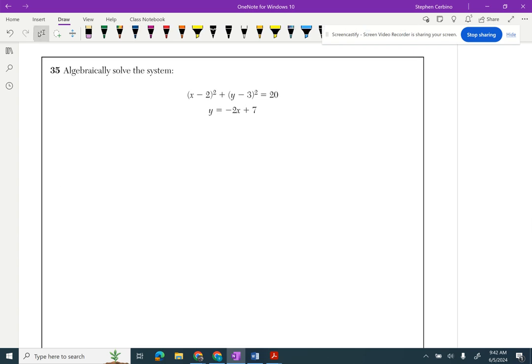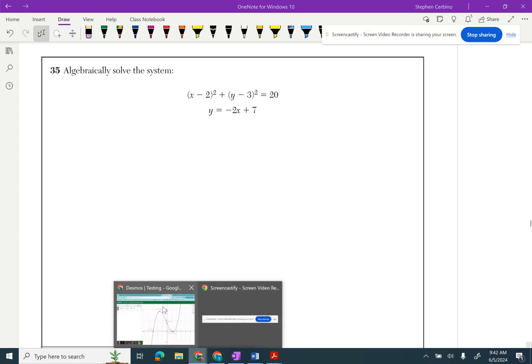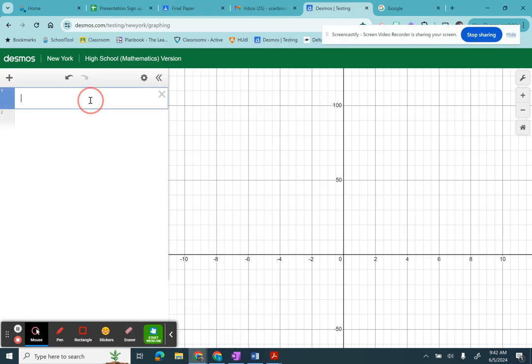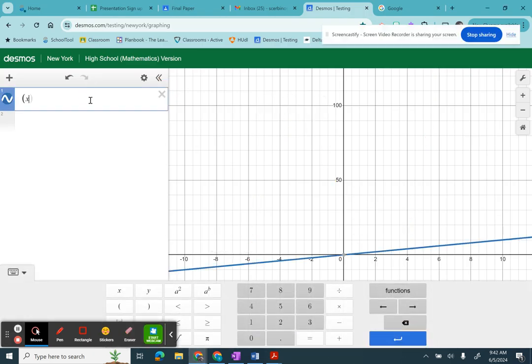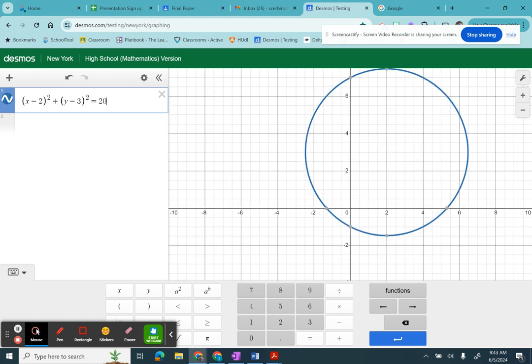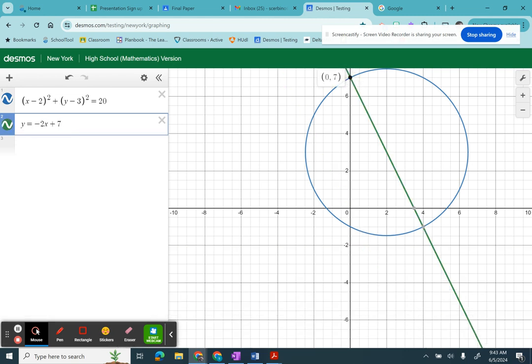Number 35 asks us to algebraically solve this question. Now, before we actually do any of the algebra, we should figure out what the answers are. So if we go to Desmos, we can see how many times that circle and that line intersect and where they actually intersect. So we could just graph it, x minus 2 squared plus y minus 3 squared. I know it's a circle because x and y are both squared, equals 20. So we could see this circle. And we have y equals negative 2x plus 7. So we actually know the answers to this question before we actually do any of the math.